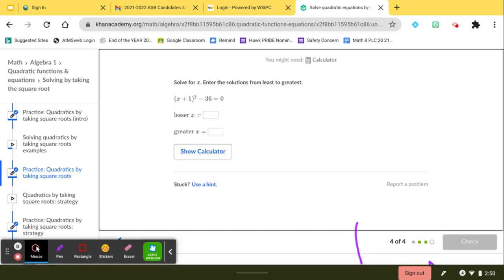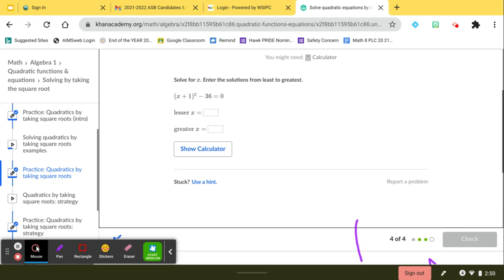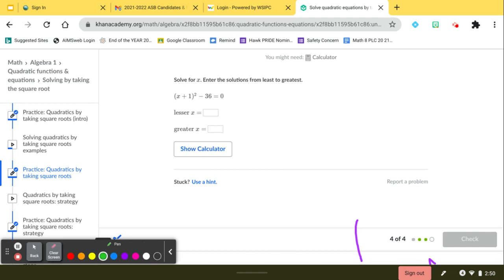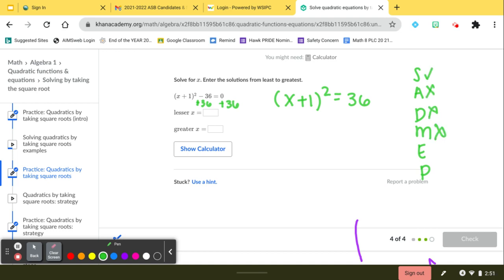So again, it's set equal to 0, so all I need to do is to solve for x. So I need to undo in the order of SADMEP. So I'm going to need to add 36 to both sides. So that leaves me with x plus 1 squared equals 36. I've undone my subtraction. I have no addition, no division, no multiplication, so I need to undo my exponent. So to undo something being squared, I'm going to square root it. That undoes it, so I'm left with x plus 1.